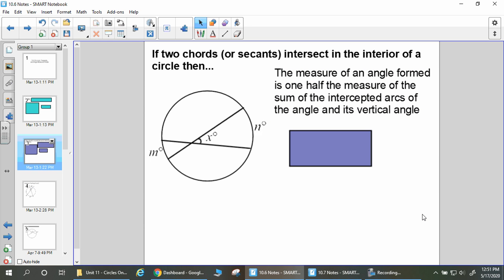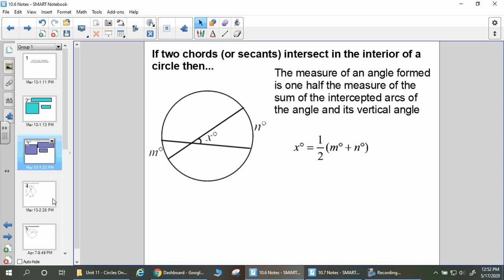It says the measure of an angle formed is 1/2 the measure of the sum of the intercepted arcs of the angle and its vertical angle. That's a lot going on. Really what it's saying is, if I'm trying to find this angle X, notice that angle X opens up and makes arc N. But if I go out the other side of the circle, its vertical angle would make arc M out the backside. So you're using both of those arcs, and the angle is going to equal 1/2 the 2 arcs added together, the arc that it makes and the arc out the other side.